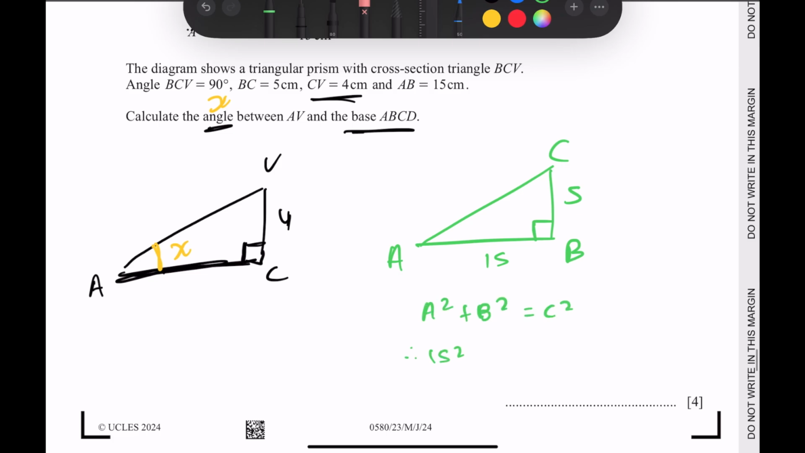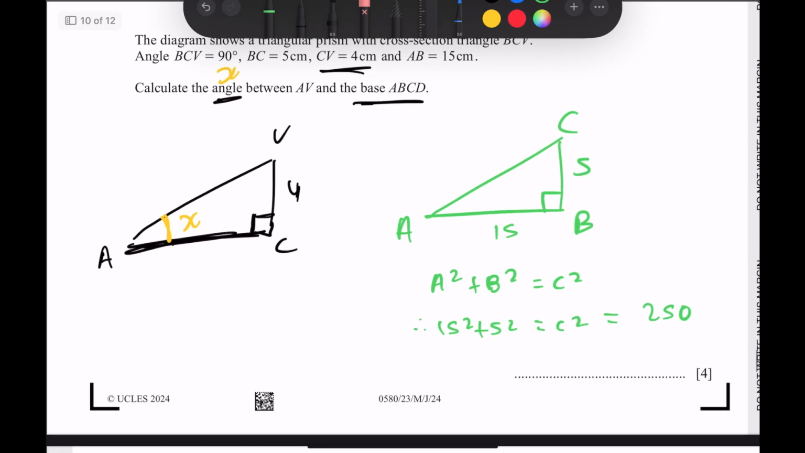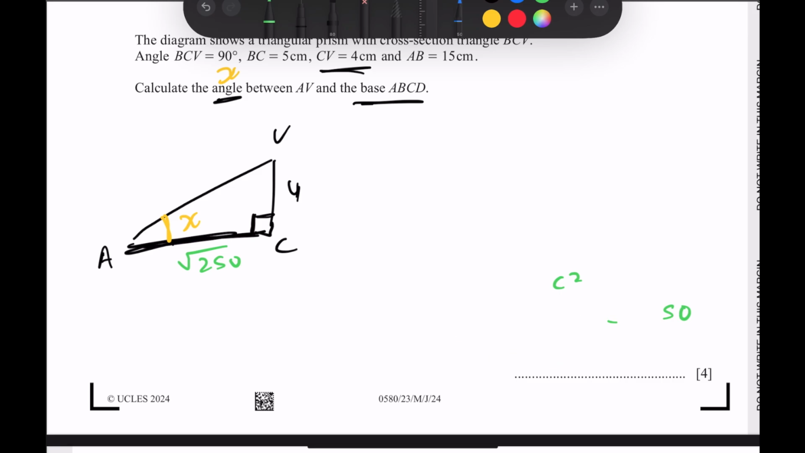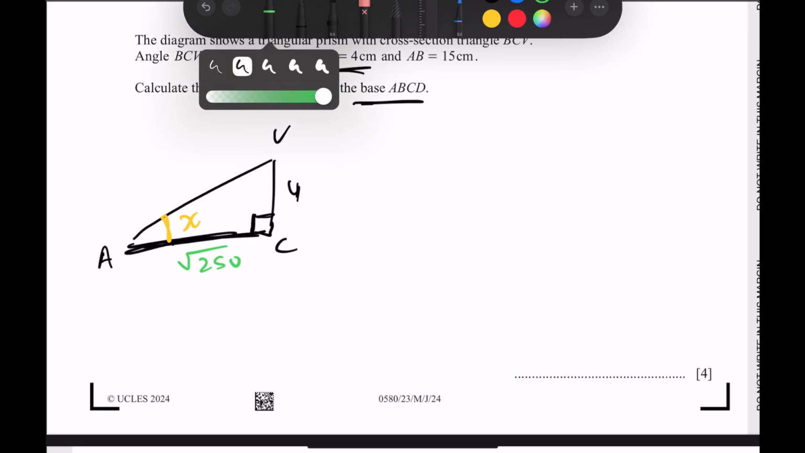Therefore, 15 square plus 5 square is equal to C square, which is equal to 250. Therefore AC, which is the hypotenuse over here, AC is equal to the root of 250. So if I sub in the root of 250 over here, and I erase this triangle and all this working, obviously in the exam you shouldn't erase your working, you should show as much working as possible for the examiner to not cut marks, since any working steps could count for marks potentially. In this case, I'm erasing my working so that I have space for subsequent workings.